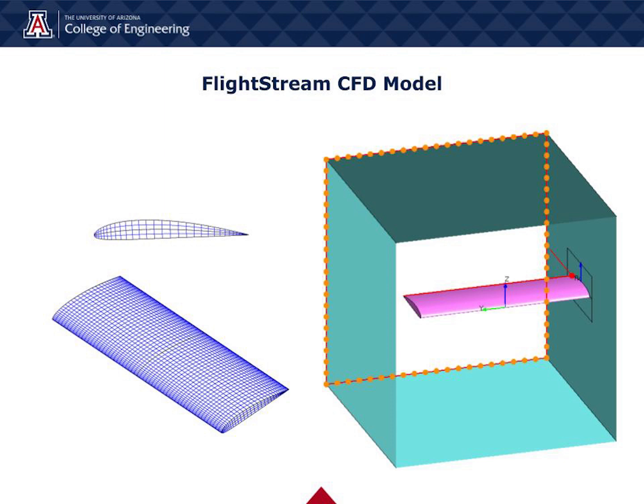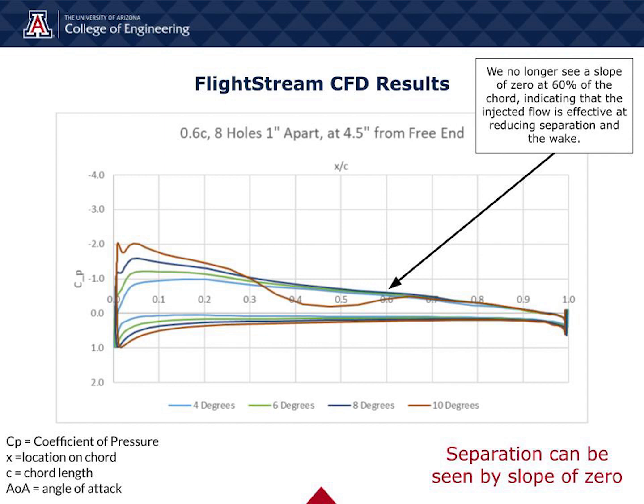To refine the injection location along the chord and finalize the airfoil design, CFD analysis was used. FlightStream, a surface vorticity flow solver, can accurately model flow fields for models of varying complexities. A simplified model was imported into FlightStream with high-pressure flow injection points. Various injection configurations were tested, altering the quantity and distribution of holes. Optimal performance was observed with 8 holes spaced 1 inch apart, positioned at 60% of the chord, effectively reducing and preventing flow separation at the trailing edge as anticipated.